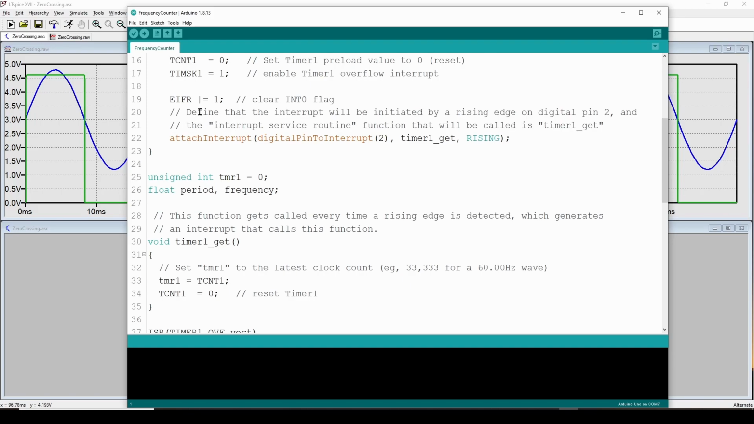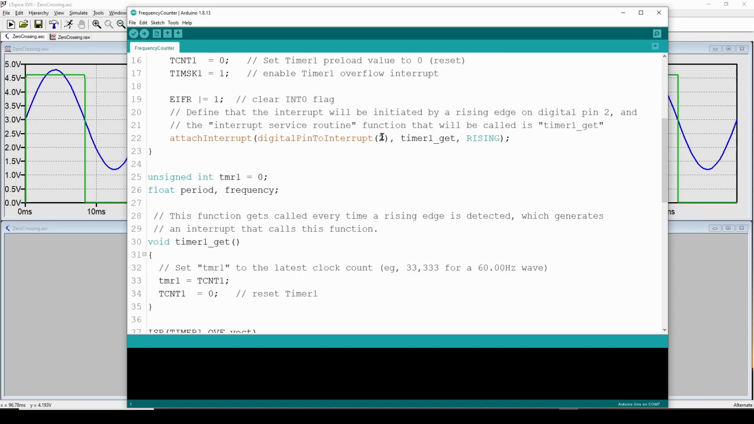And then you have to define the interrupt that will be initiated by a rising edge that we're going to connect to digital pin 2 on the Arduino. So it's going to look for a rising edge on digital pin 2. And the interrupt service routine function that will be called is timer1_get. Okay. So we're going to have a function down here. You can see timer1_get. And that's the interrupt service routine that gets called when it senses an interrupt. So this is the attachInterrupt function. And we're going to say digitalPinToInterrupt.